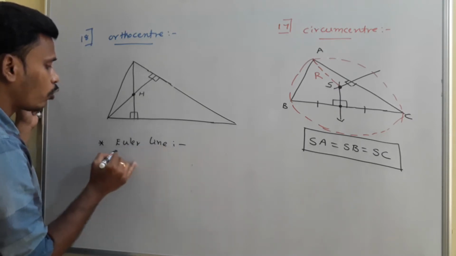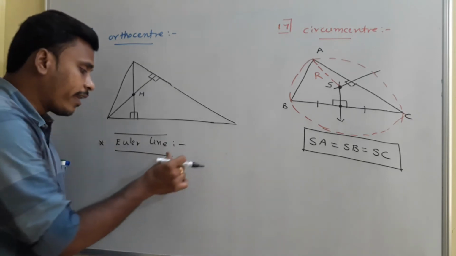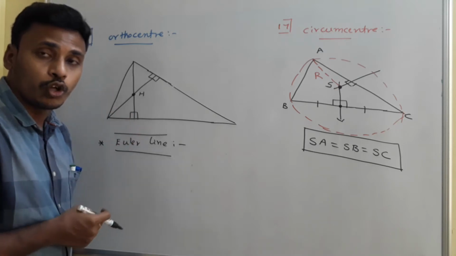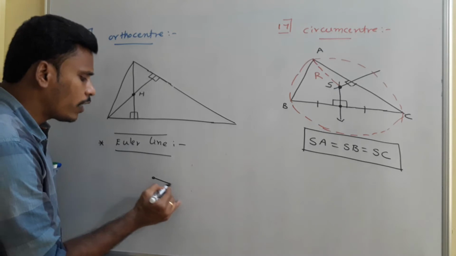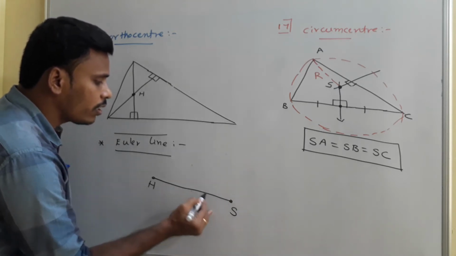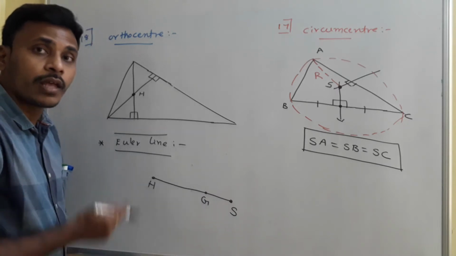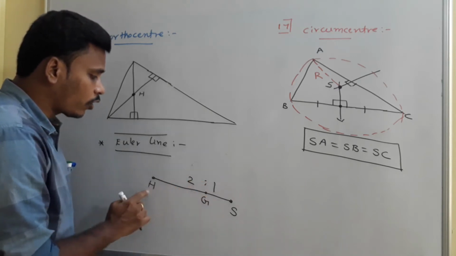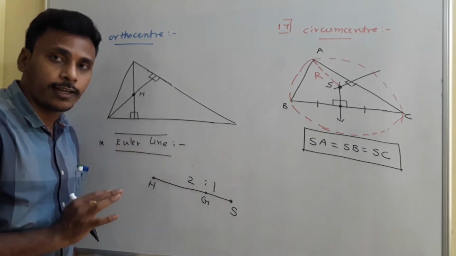I think you know about the Euler line also. In every triangle, an Euler line exists, first identified by Euler, and so we call it the Euler line. In any triangle, if you locate the orthocenter, circumcenter and centroid, all three lie on a line, and on that line the centroid divides the line joining orthocenter and circumcenter in the ratio 2:1. This is specifically the Euler line.